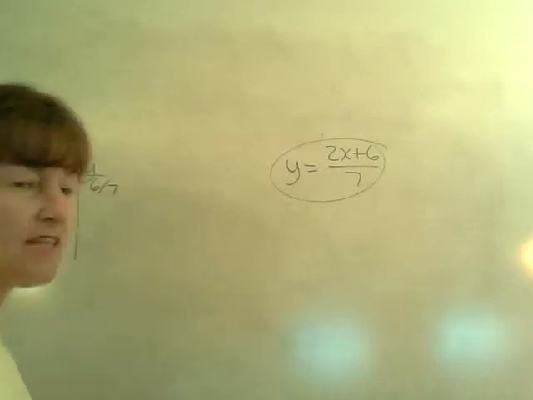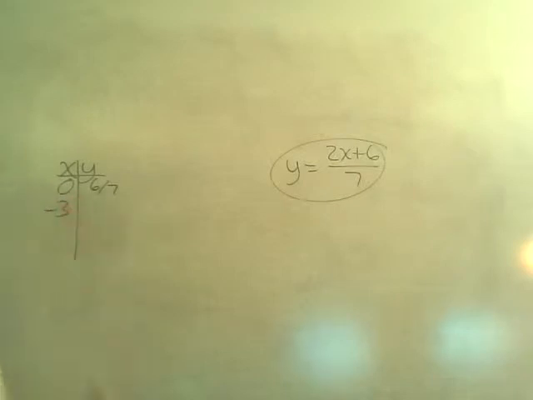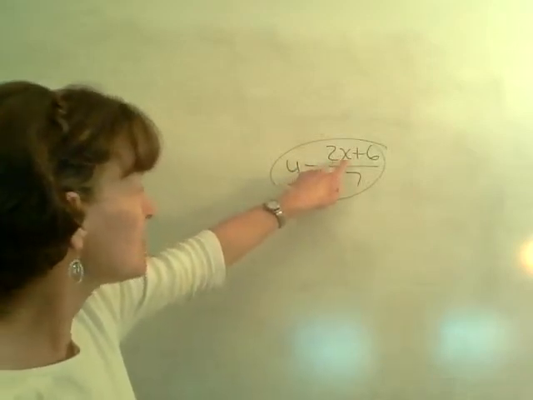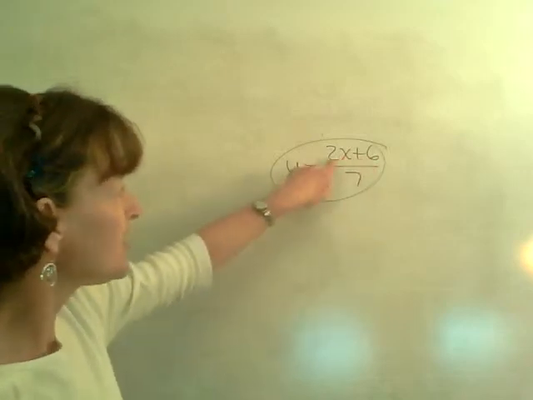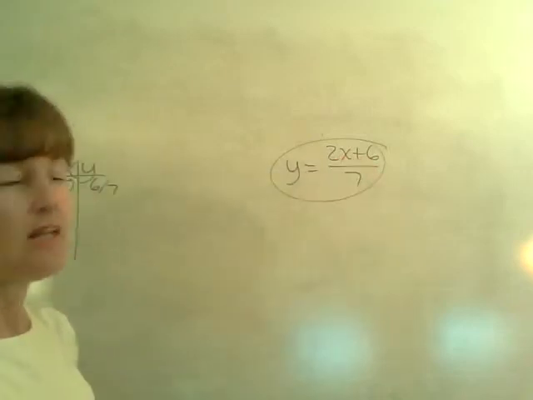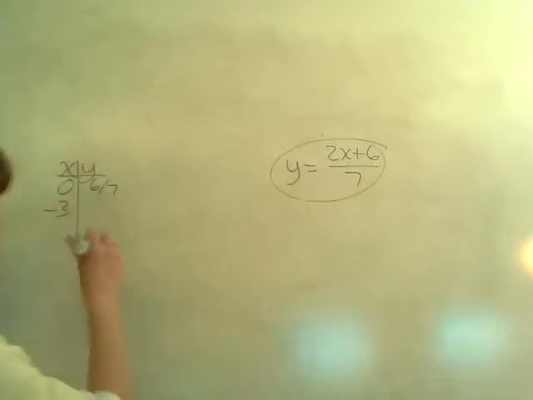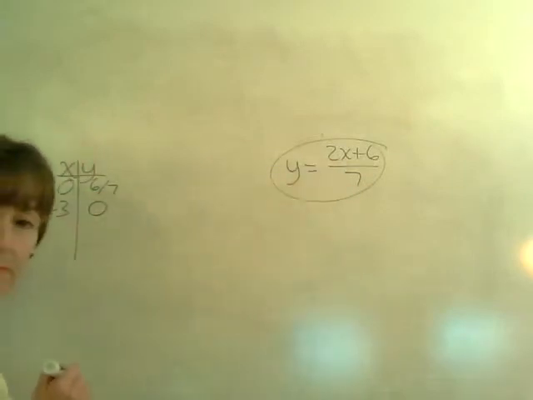All right, well, let's put a negative number in for x. Let's put negative 3. Well, when I put negative 3 in for x, then I get negative 6 plus 6 over 7. Well, negative 6 plus 6 is 0. So 0 over 7 is 0. So when I put negative 3 in for x, I get 0 for y.